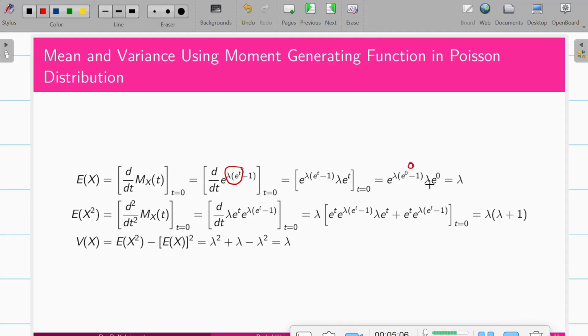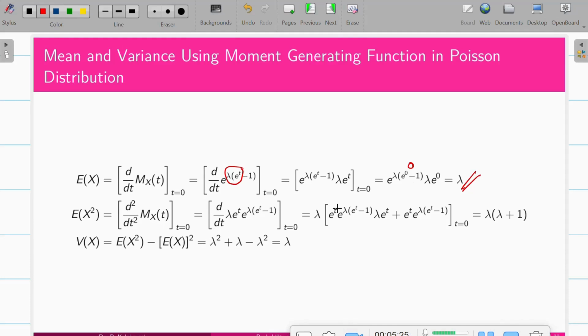So e power 0 is 1. So finally, lambda is the mean of the Poisson distribution. Now I have to find the variance. To find the variance, I have to find the expectation of x squared. For that I have to go for the second derivative of the MGF, that is M_x(t), at t equal to 0.